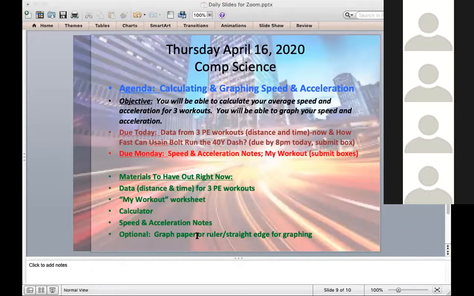It's just easier to do on graph paper, and then you could take a picture of it and send it to me, or you can just do it right on the worksheet like I have it set up, and maybe use a ruler or some type of straight edge to help you with making straight lines.